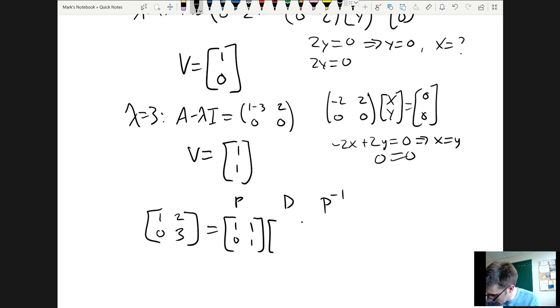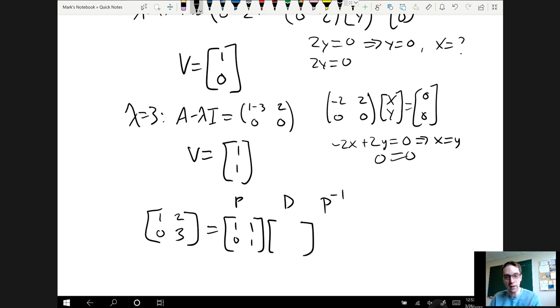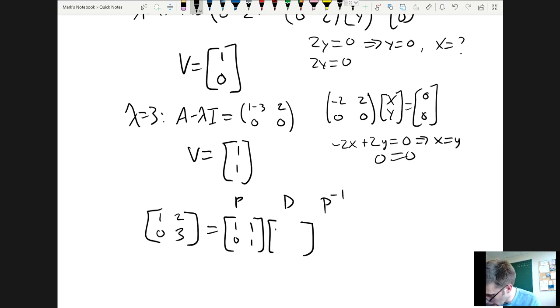And then D is a diagonal matrix, and it has the eigenvalues along the diagonal, and they need to be in the same order. So we had lambda equals 1 was our first eigenvalue, and lambda equals 3 was our second. So there's our diagonal matrix, and then we just need the inverse of that first matrix. And the claim is that those two things should be the same. And let me bring up Octave, and we'll check that really quickly.